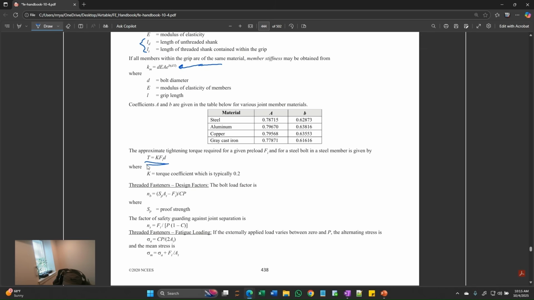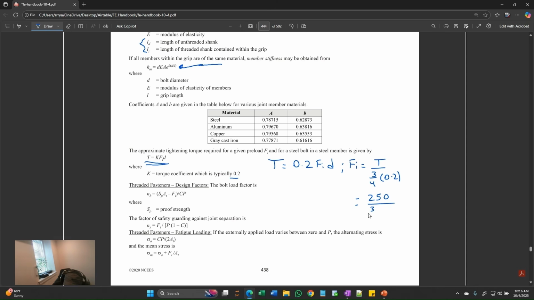And there is a tightening torque relationship. This is what we were looking for. So we know that the torque, T, which is what was given in the problem, is equal to K. That is a torque coefficient, typically 0.2. And because it wasn't mentioned in the problem what it's supposed to be, I'm just going to use 0.2 there. 0.2 multiplied by the preload, multiplied by the bolt diameter. And that was given as 3/4 of an inch, such that the preload is equal to torque divided by 3/4 multiplied by 0.2.